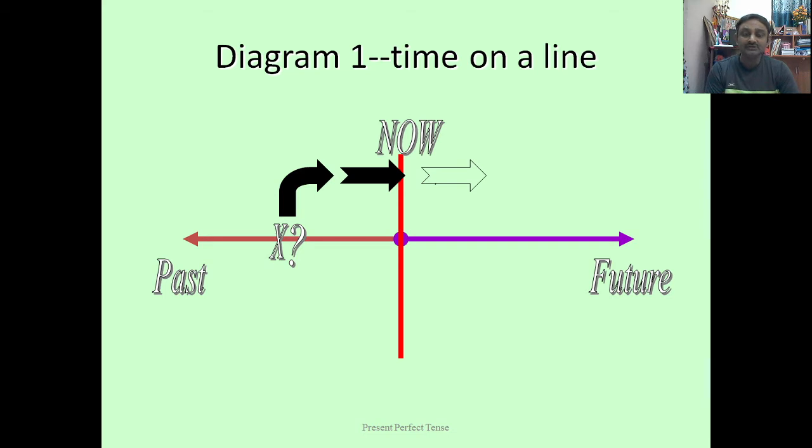Now, the diagram which shows the time on a line: we have shifted to present, past, and now we are shifting towards the future. Now the past has been question marked.